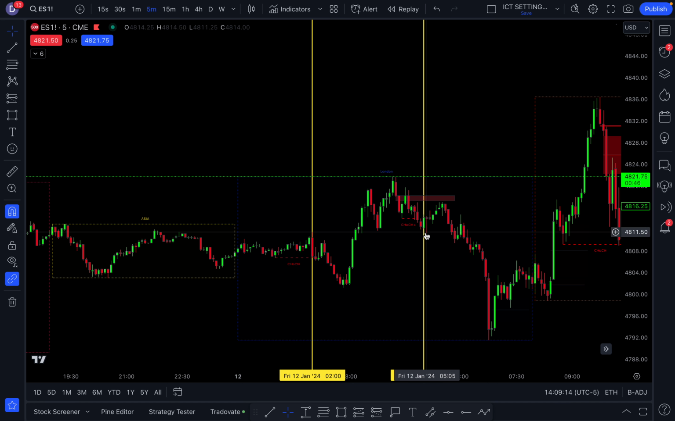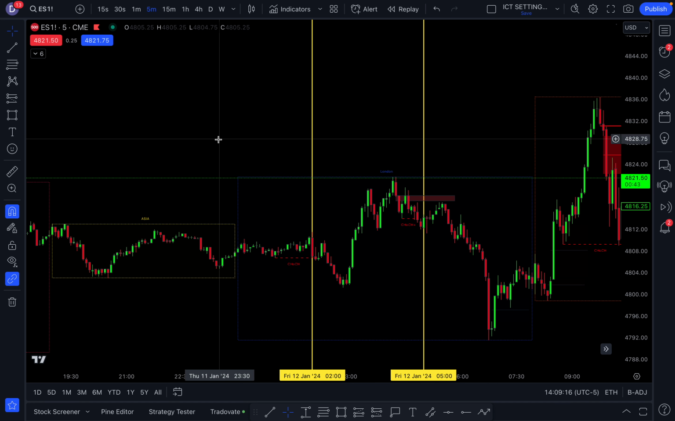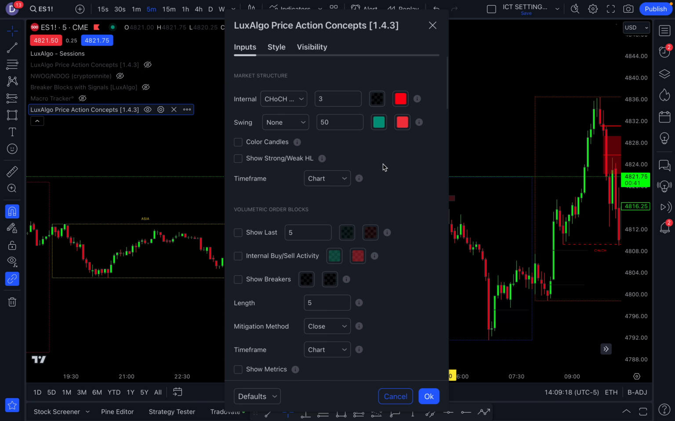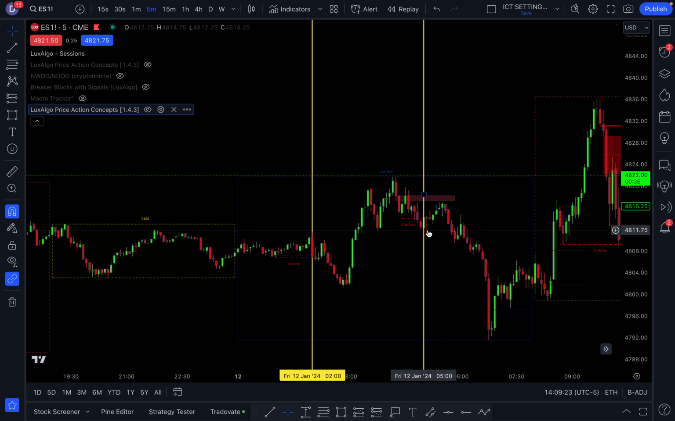Now this here is actually a better change of character. If I change the settings in Lux Algo to, I don't know, maybe 5, we should probably see this here being the better change of character. I'm not sure what it is.